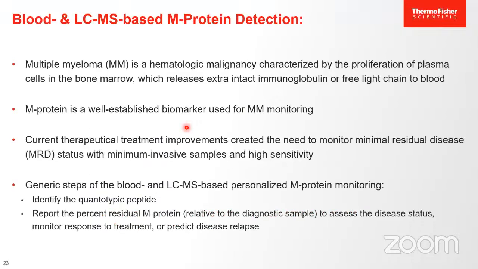And let me enter into the main subject for which we are discussing. So for the multiple myeloma disease, as we all know, and you guys know better than me, it's a hematologic malignancy characterized by proliferation of plasma cells in the bone marrow, which releases extra intact immunoglobulin, and that is called M protein. And this M protein has been well established as a biomarker for monitoring multiple myeloma.